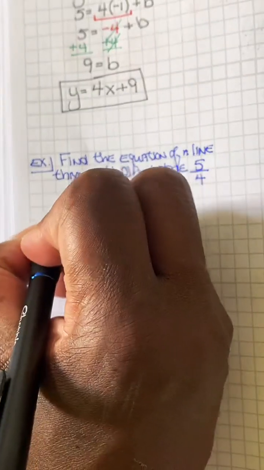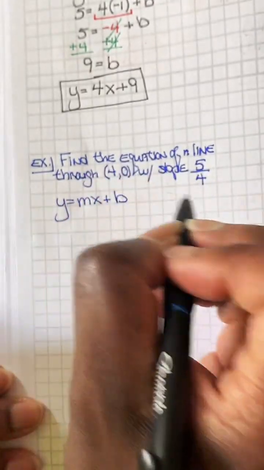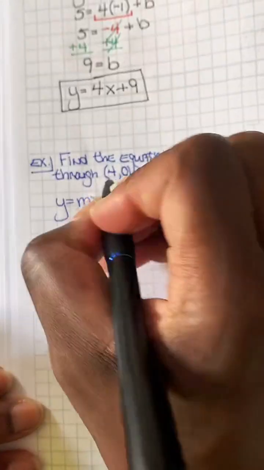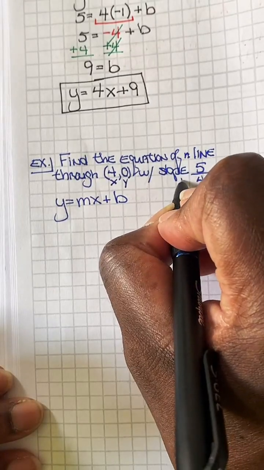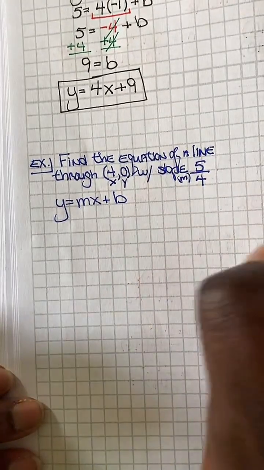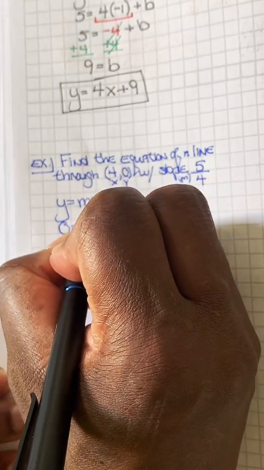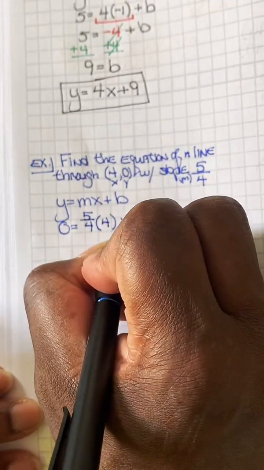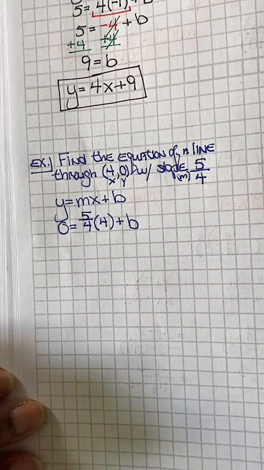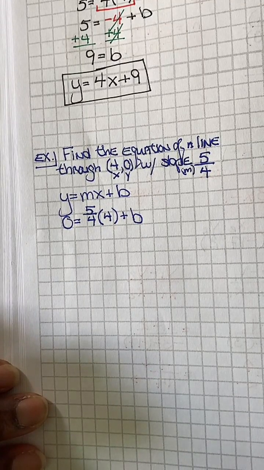All right, so we have our equation, y equals mx plus b. They gave us a point, which is your x and your y, and they gave us our m, which is our slope. So my y was 0, my m is 5/4, my x is 4 as a whole number, plus my b. And you're probably saying, oh God, how do I take 5/4 and multiply it by 4? Well, this is what you do.